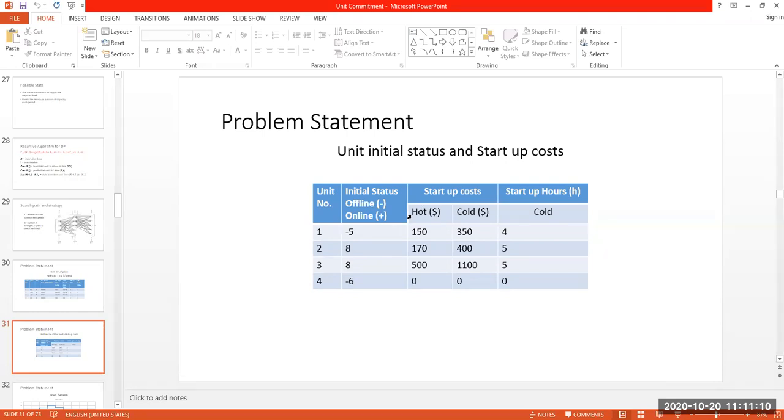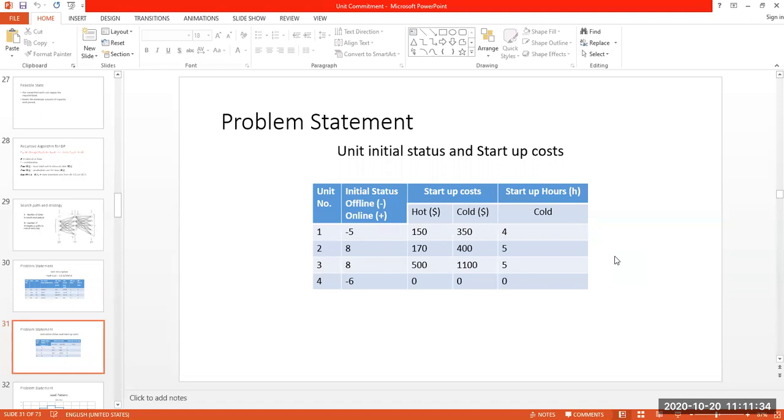Okay, we mentioned hot start cost and cold start cost. So these are the costs. So you see there's a difference between the startup cost of unit number 4 and the other 3 units. Can anyone tell what is the reason? Unit number 4, or what could be a reason? There could be many reasons, but what could be a reason?